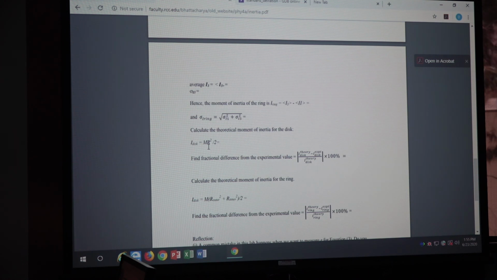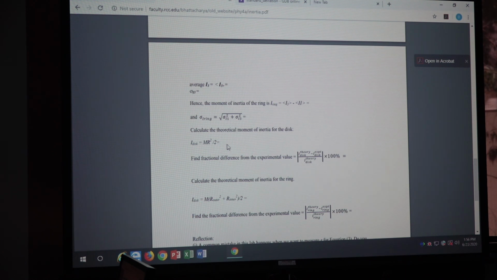So what is the big R? I'm going to calculate that for you right now before we forget. The big R is 12.5 centimeter. Remember that number, 12.5 centimeter, which is 0.125 meters. This is the radius of the disk itself. So right here, your M for the disk is 4.7 kilogram, and R is 0.125 meter. You have to square it, divide by 2, and you get the theoretical moment of inertia for the disk.